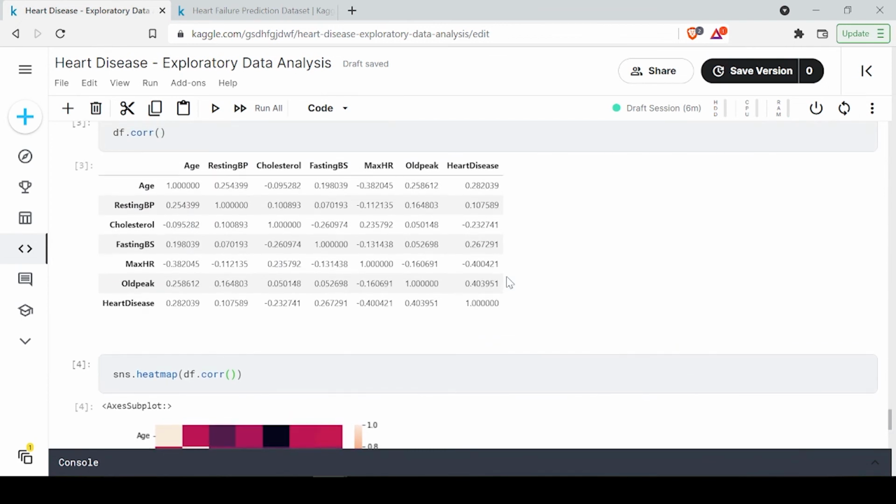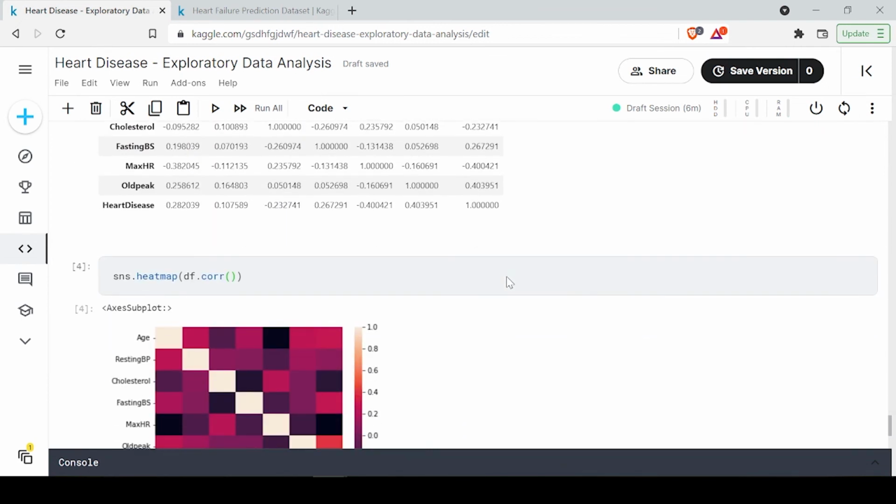Again, we also have other methods, like we can use a pair plot, that we are going to discuss in the next lecture.